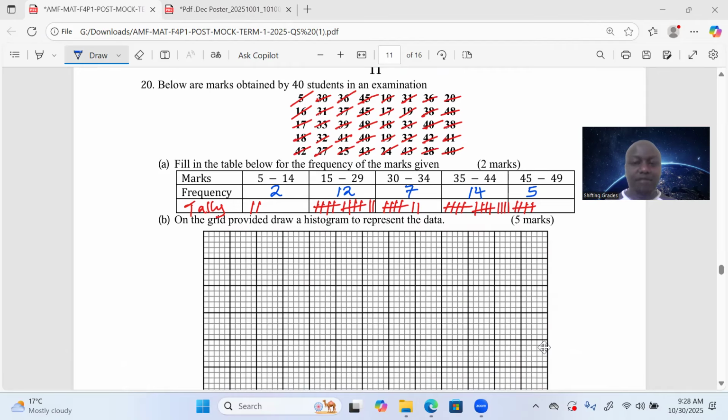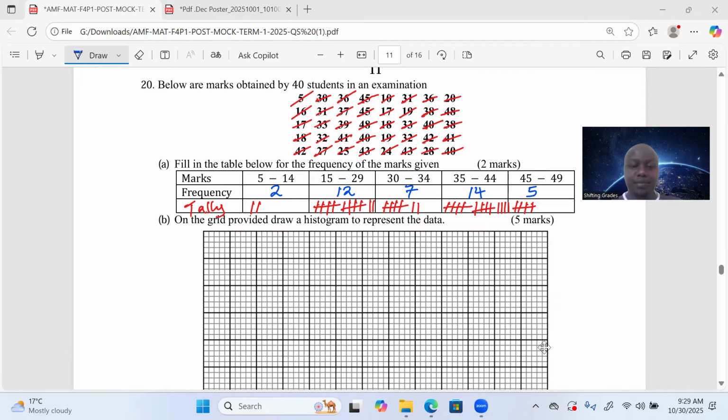So when class intervals are not the same, and you're waiting for the KCSE 2025 and you've never known how to represent data on histograms, just be informed that histograms are of two types. You may have equal intervals. When intervals are equal, you're supposed to plot frequency against the class boundaries. That is for equal class intervals.